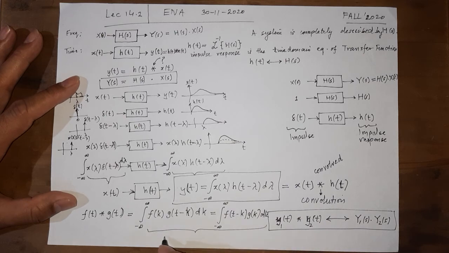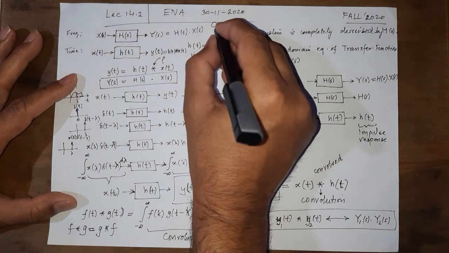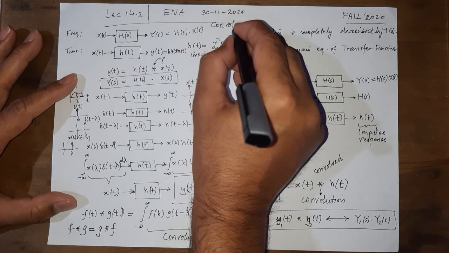Why are these two equal? Because we can prove this. Other people have proven it, we don't need to do it. Convolution is commutative. That is, f convolved with g is the same as g convolved with f. So this is a new concept that is very, very important to learn and understand.